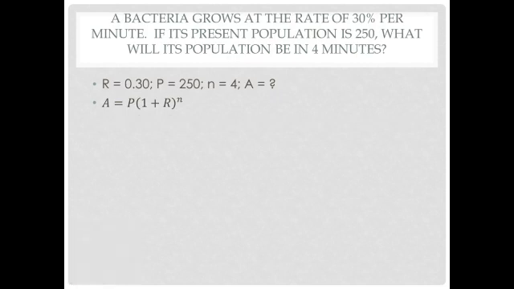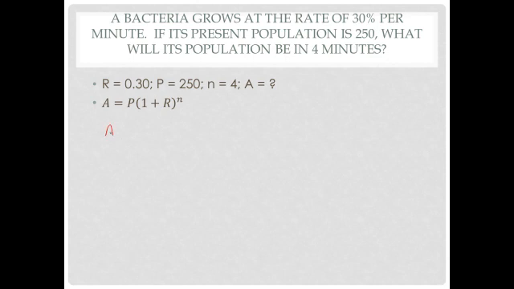A bacteria grows at the rate of 30% per minute. If its population is 250 initially, what will its population be in 4 minutes? So we have a compound growth problem. And the formula we're going to use is A equals P times 1 plus R to the nth power. And we know the rate to be 30%, so 0.30. We know the principal amount is 250. And we know the time, which N represents, is equal to 4.